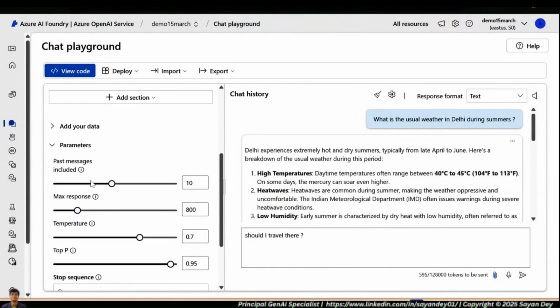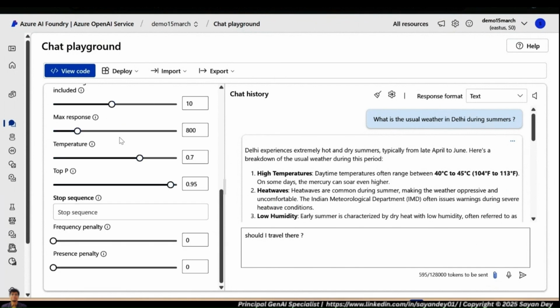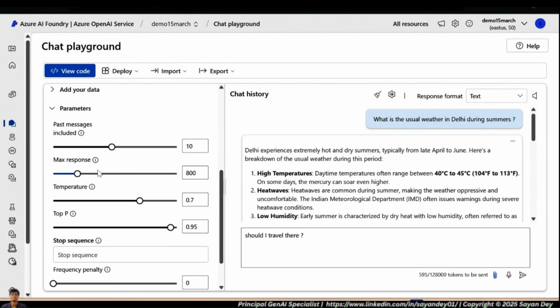And this is where you can set your prompt parameters. This is what we talked about. You can also set the max response. You can set your temperature, right? And these are all system level settings.